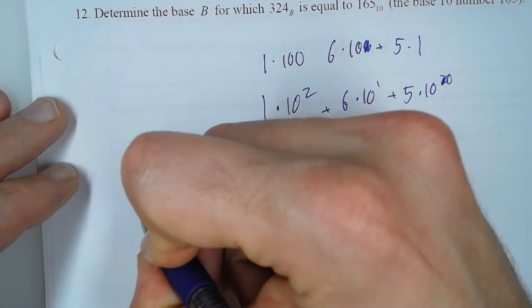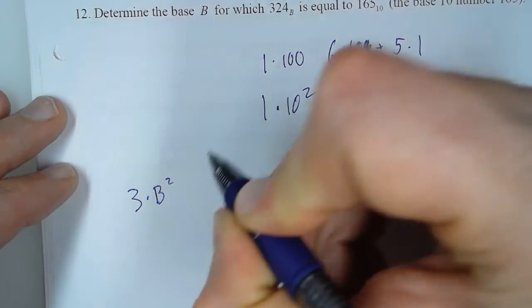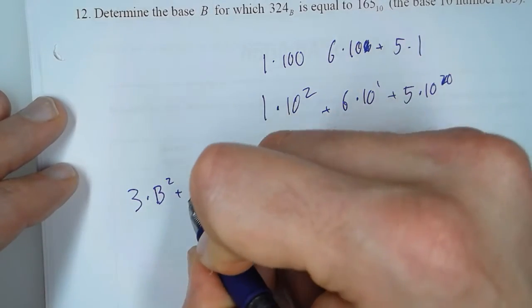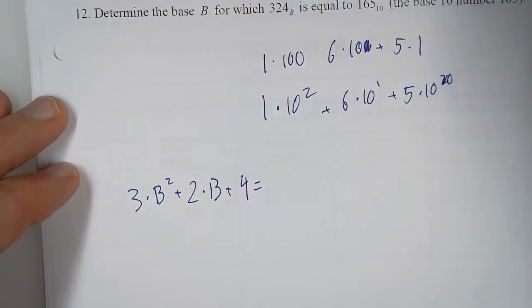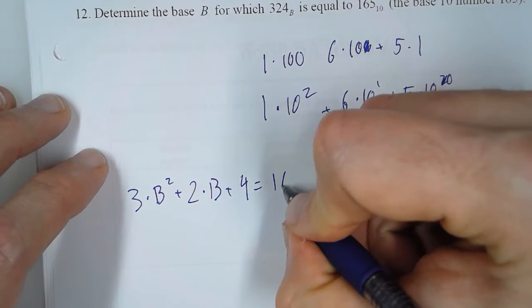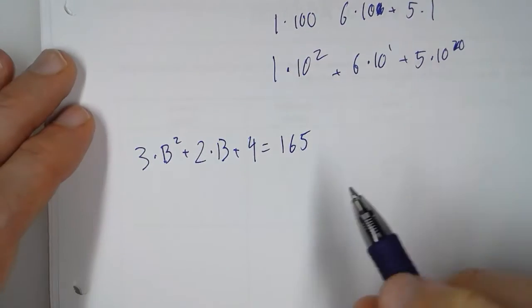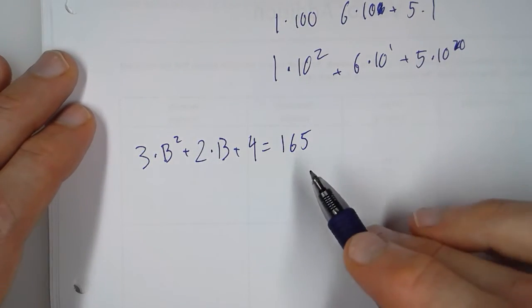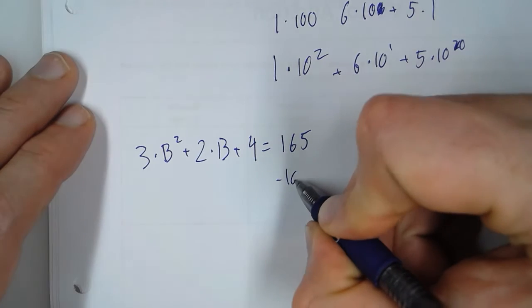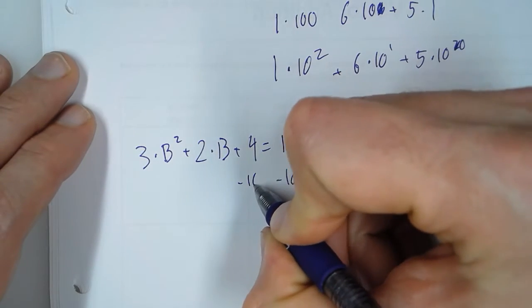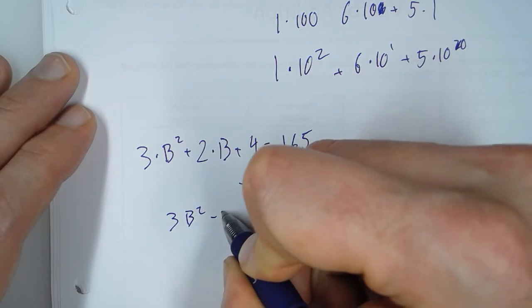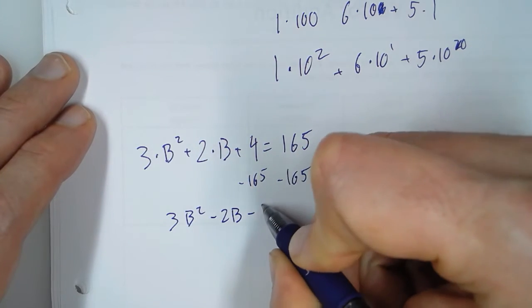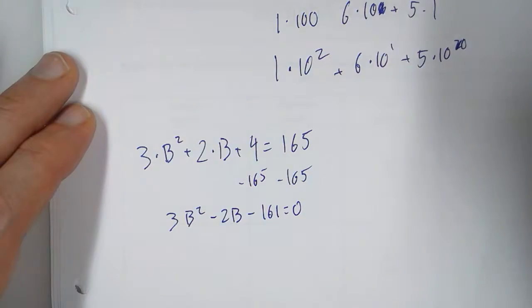That is 3 times b squared plus 2 times b plus 4. Now we're saying that that equals 165. So what we have is a quadratic. So to solve this, I'm going to subtract 165 to the other side. So we have 3b squared plus 2b minus 161 equals 0.